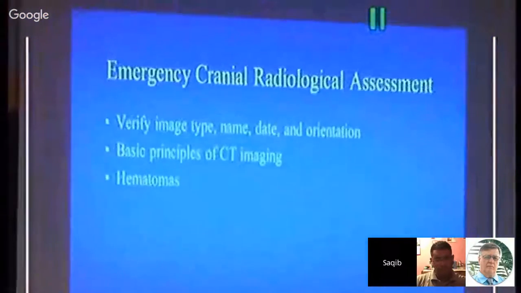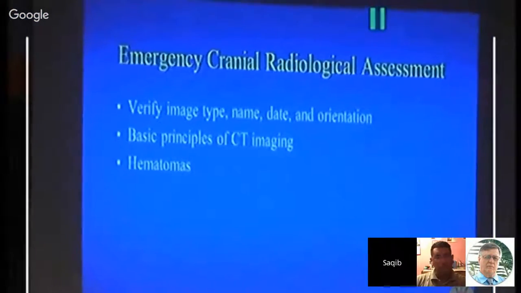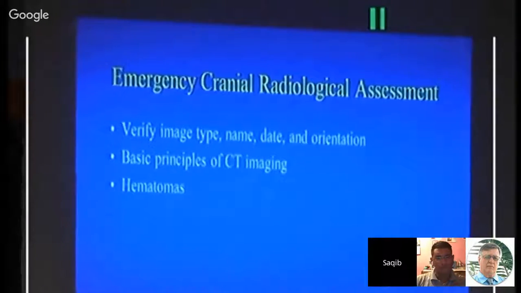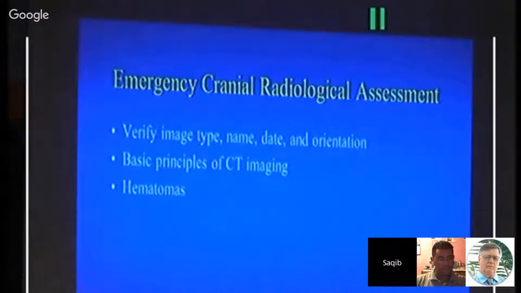So we'll talk about the emergency cranial and spinal radiological assessment. This is a very broad topic, and I will discuss essentially the basics of the imaging modalities that we use, including MRI and CT. This will be very, very basic. We'll cover a variety of images. This talk was originally about 85 slides. I took out all the word slides, so we're just going to look at pictures today for the most part.